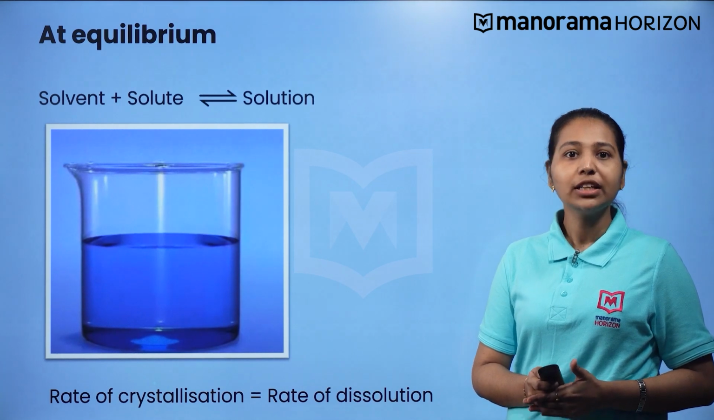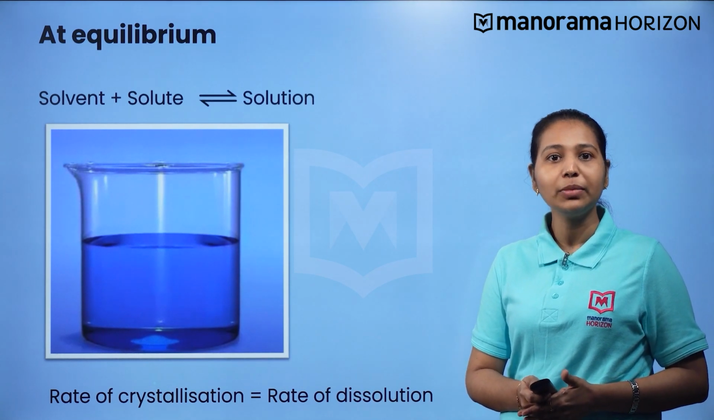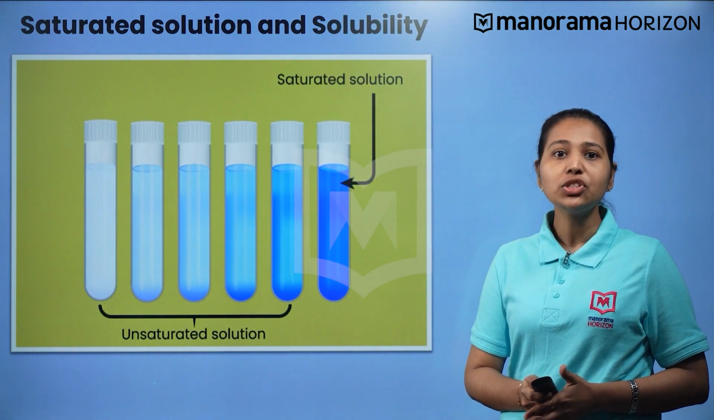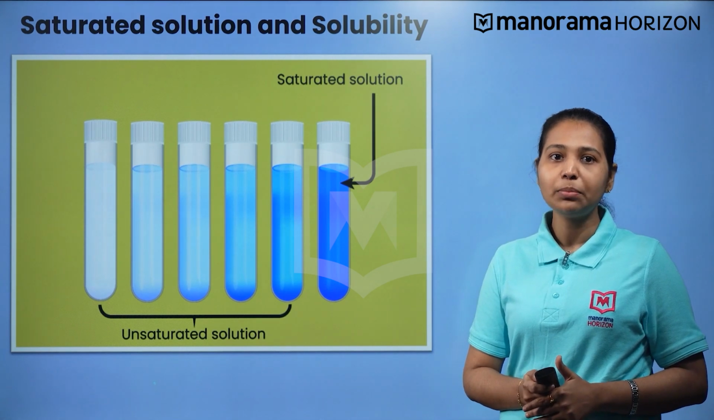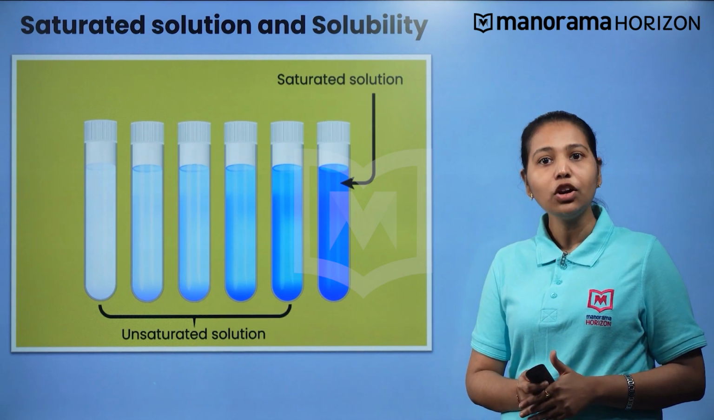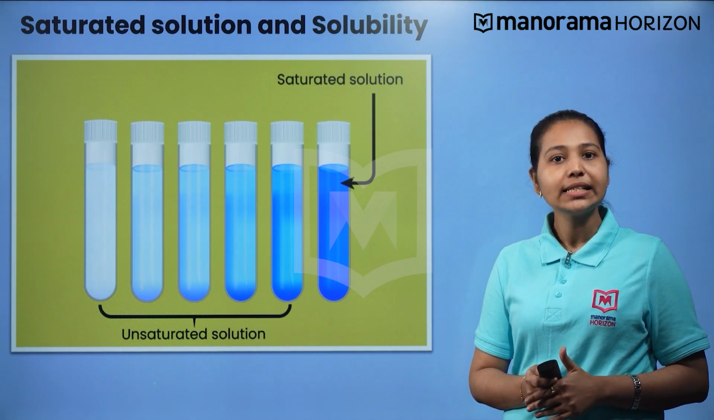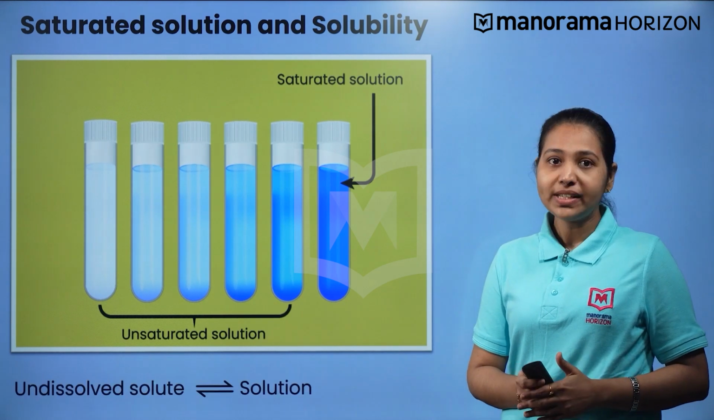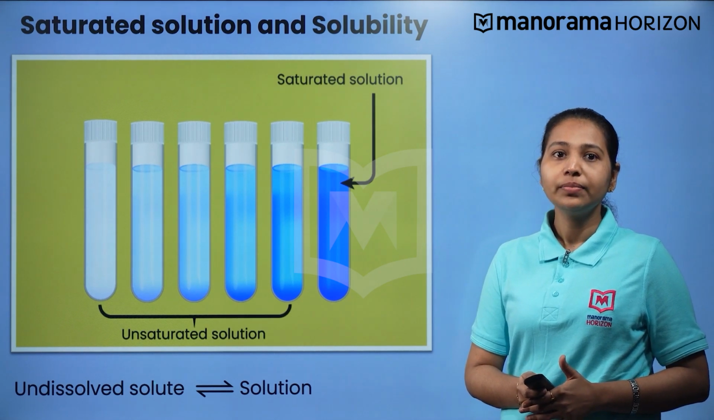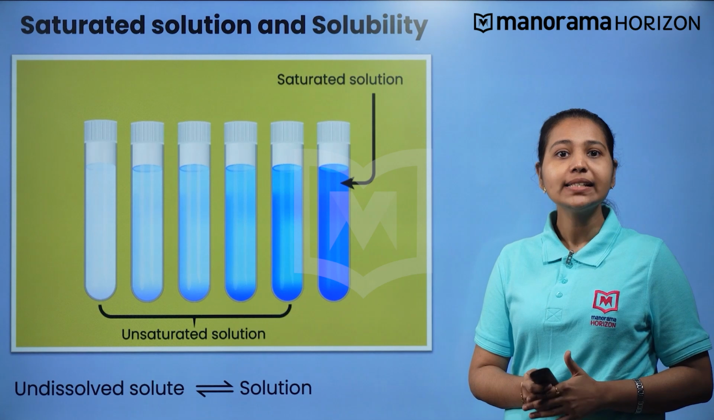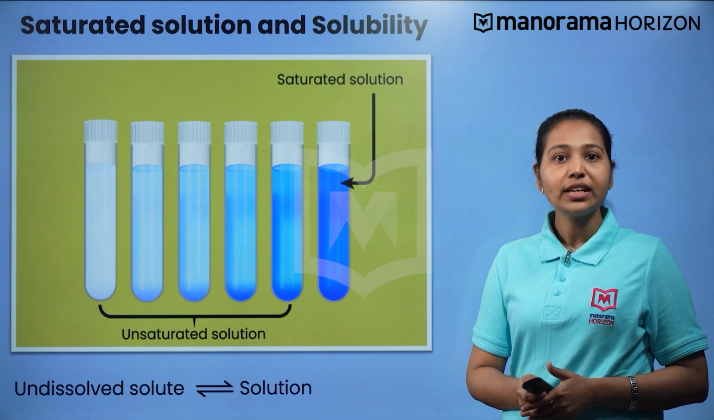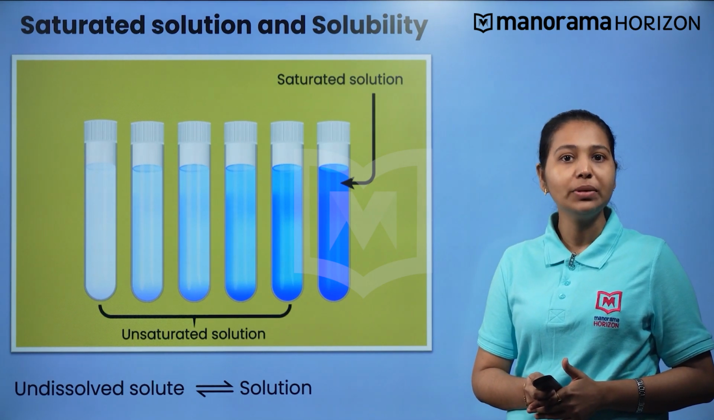Also, at equilibrium, the concentration of solute in solution will remain constant under given conditions of temperature and pressure. Such solutions in which no more solute can be dissolved at the same temperature and pressure is called a saturated solution. On the other hand, if you can dissolve more solute at the same temperature, then it is called an unsaturated solution. Or you may say the solution is in dynamic equilibrium with the undissolved solute in the saturated solution. It contains the maximum amount of solute dissolved in a given amount of solvent, and the concentration of solute in such a solution is its solubility.